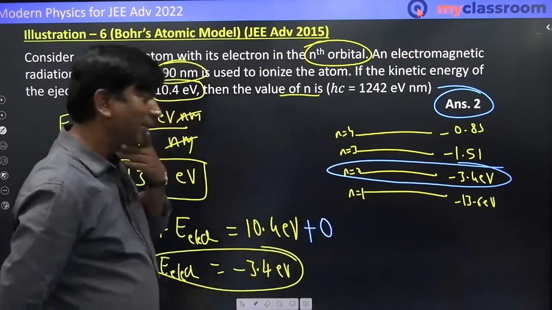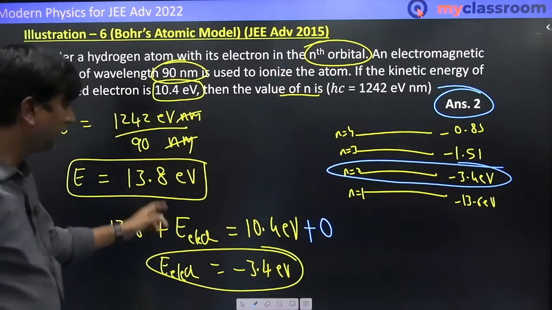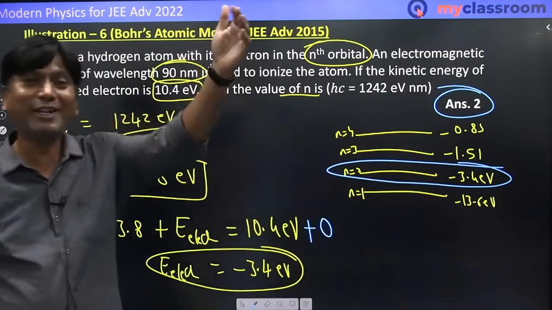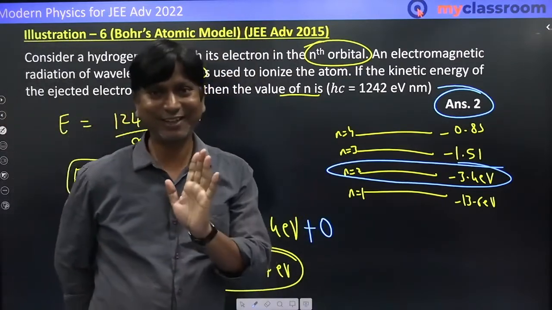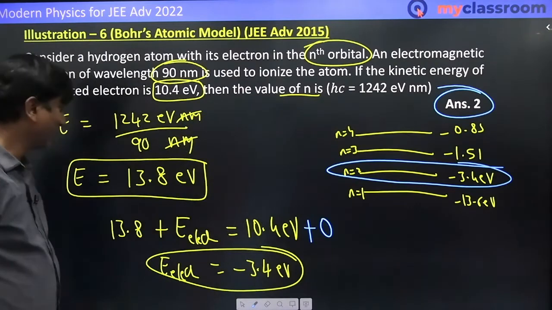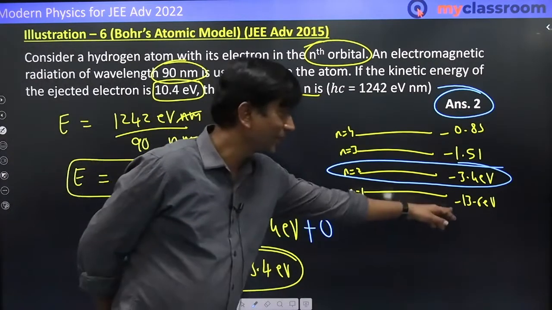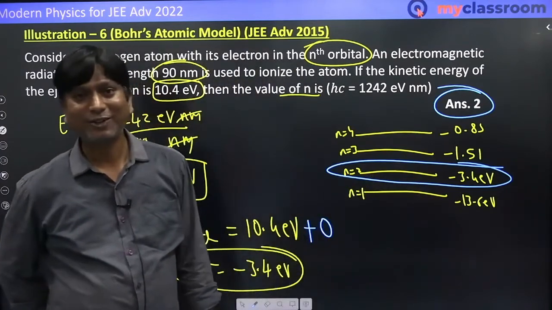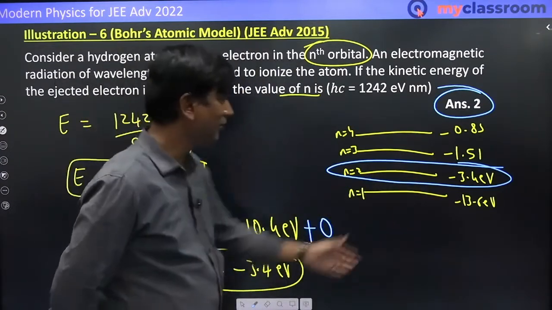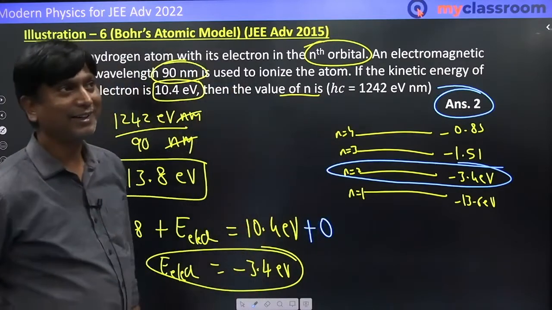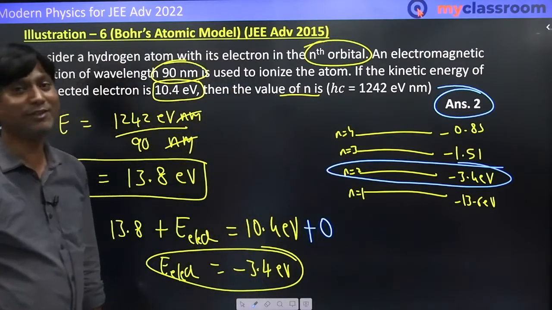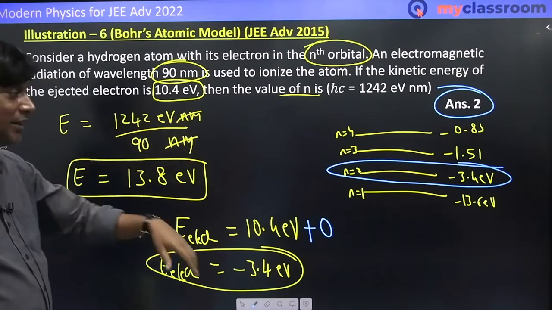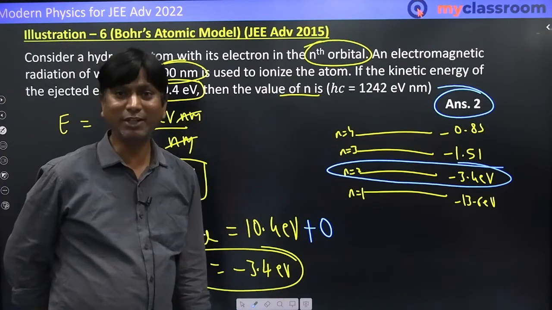Now one more thing. Suppose the same energy is given to the electron in the ground state. With what kinetic energy will it come out? 13.8 minus 13.6, which gives 0.2 electron volts. So if the same energy is given to the electron in the ground state, it will come out with a kinetic energy of 0.2 electron volts. Getting my point?